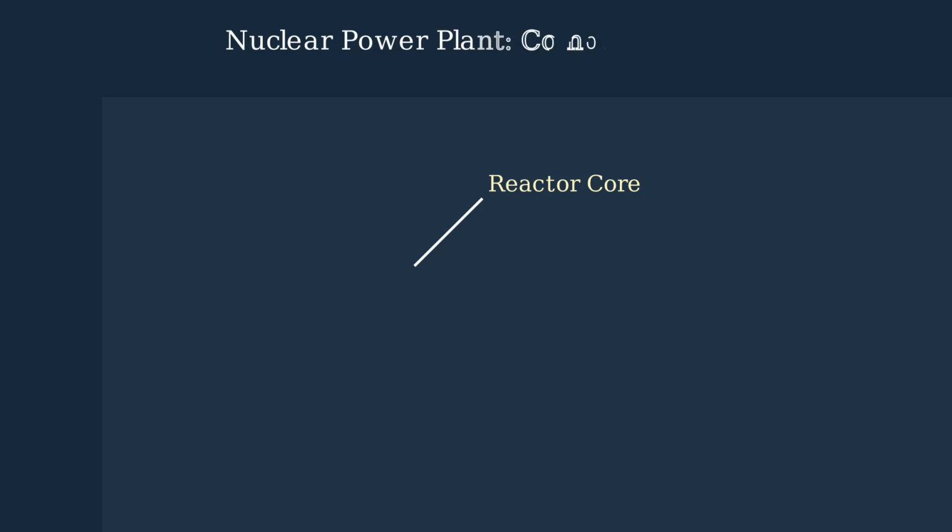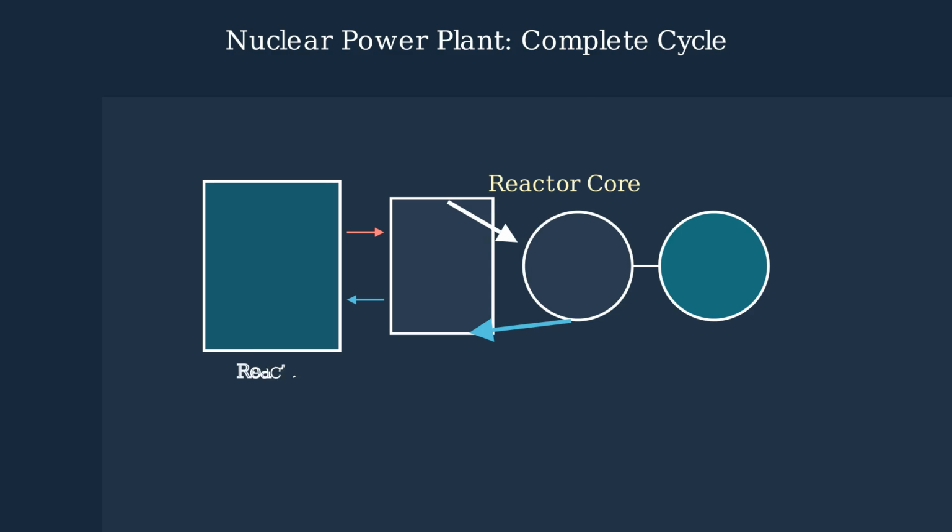Here's the complete nuclear power plant cycle. Nuclear fission in the reactor creates heat, which is transferred by the primary coolant loop to the steam generator. The steam drives the turbine, which spins the generator to produce electricity. The water in the primary loop is kept under high pressure to prevent boiling, while water in the separate secondary loop is converted to steam to protect the environment from potential radioactive contamination.